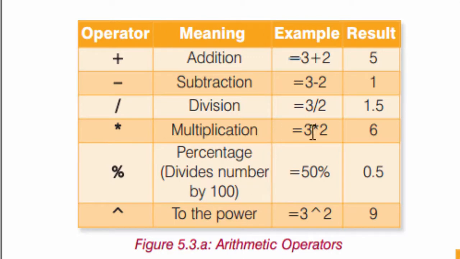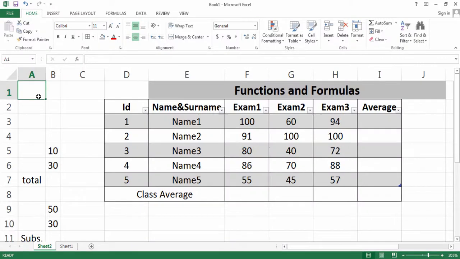You can use your Excel sheet as a calculator. Example, the multiplication 3 times 2. Instead of 3 times 2, you can write different numbers and it will tell you the result immediately. You can also get the percentage of numbers. Example, 50%. There's no number here actually, so the default value will be 1, and 50% of 1 will be 0.5. Another one will be to the power. You can use this icon and it will show you 3 to the power of 2 will be equal to 9.